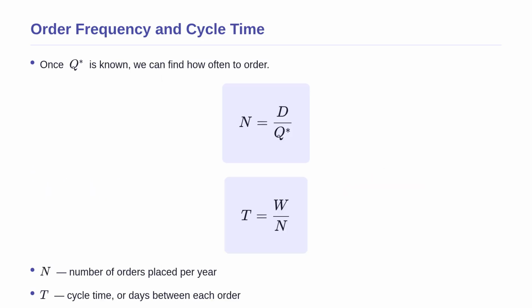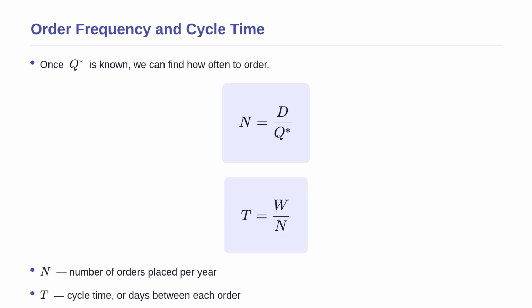Now that we know how much to order, we must answer another practical question. How often should we place these orders? We use two simple formulas for this. First is the order frequency, denoted as N. This is simply the total annual demand, D, divided by your optimal order quantity, Q star. It tells you how many batches you need per year.